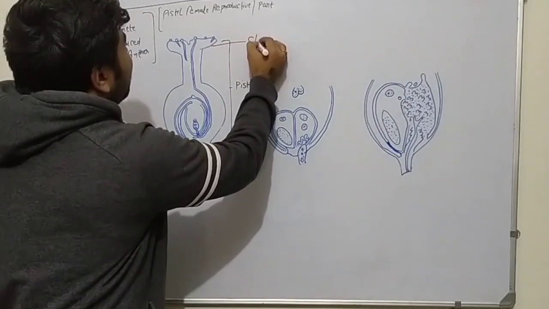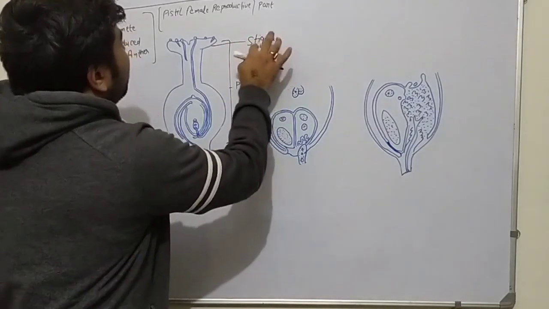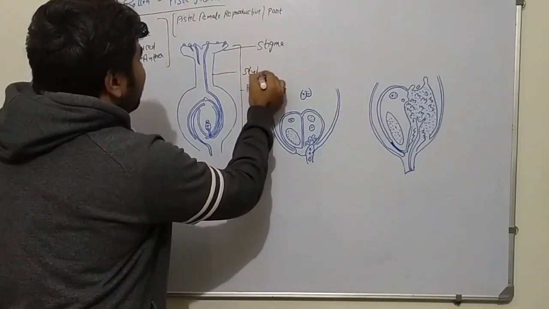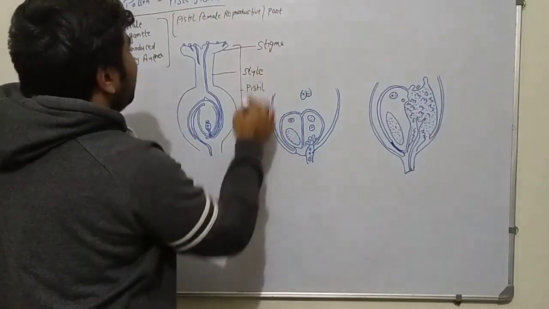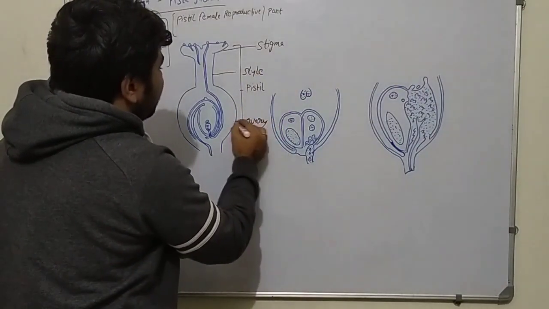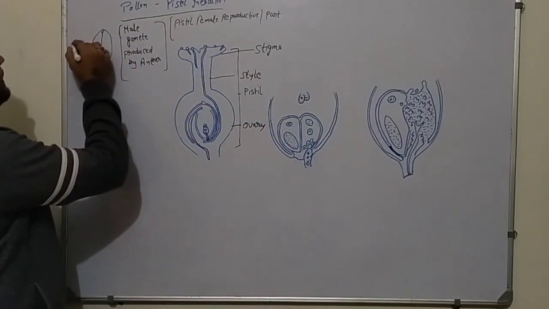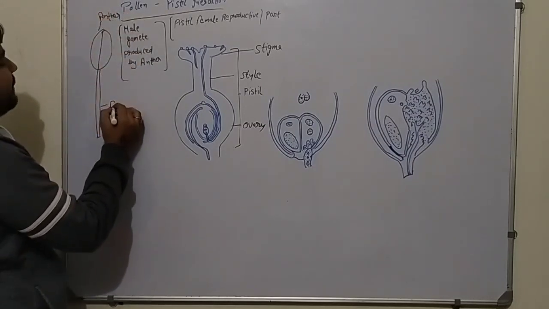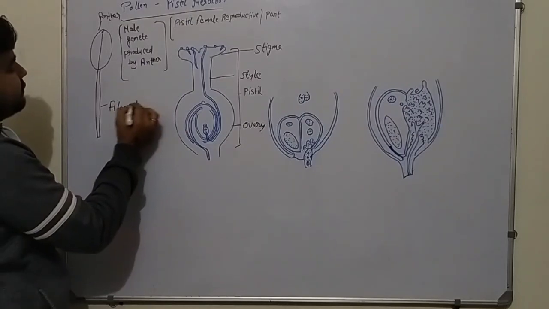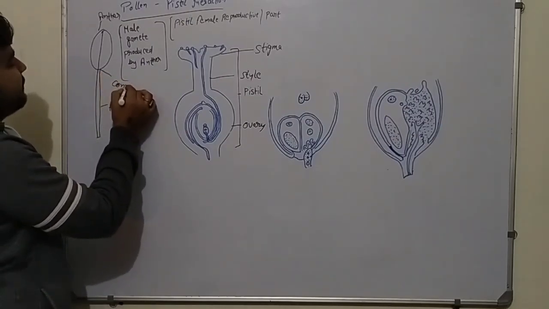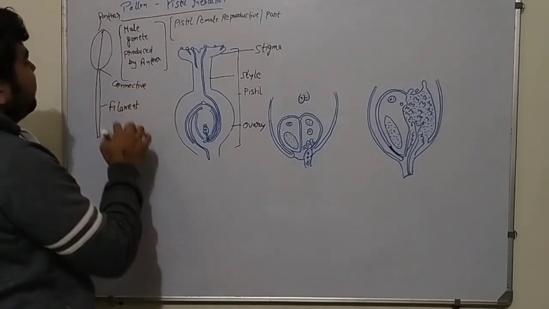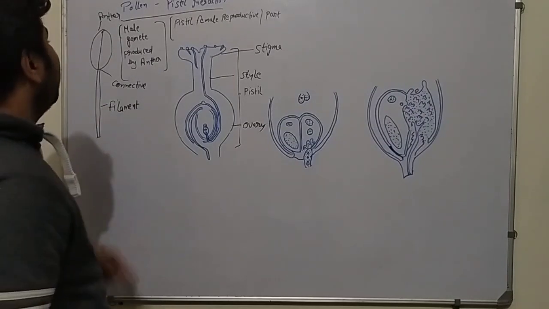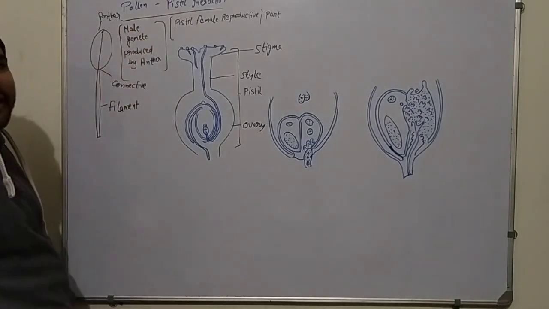This is the stigma, which receives the pollen grain, and this is the style region. It is the interaction between stigma and the ovary. This is the ovary, and that is the anther. This is the filament, and this is the connective. Filaments support the anther, which are embedded in the flower region, and the connective is a portion between the anther and the filament.